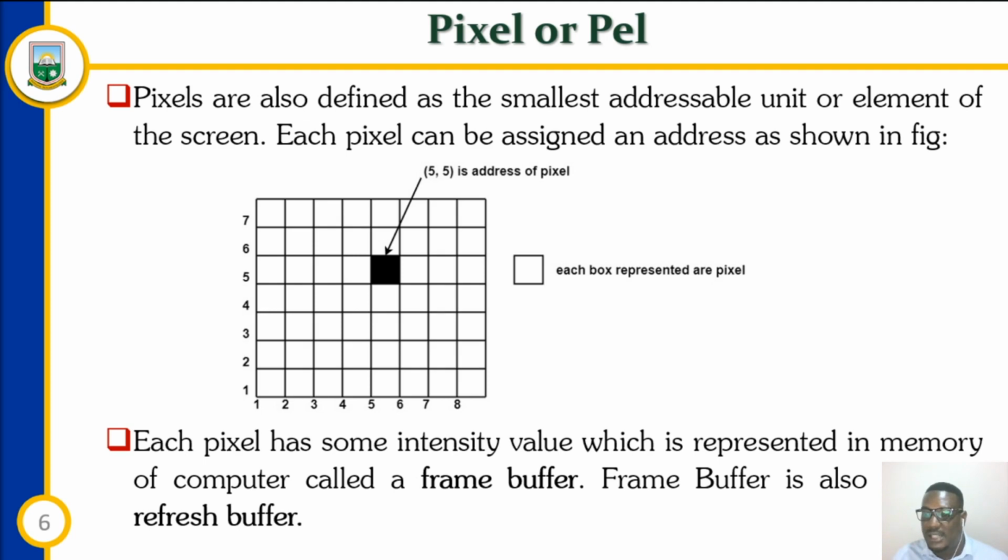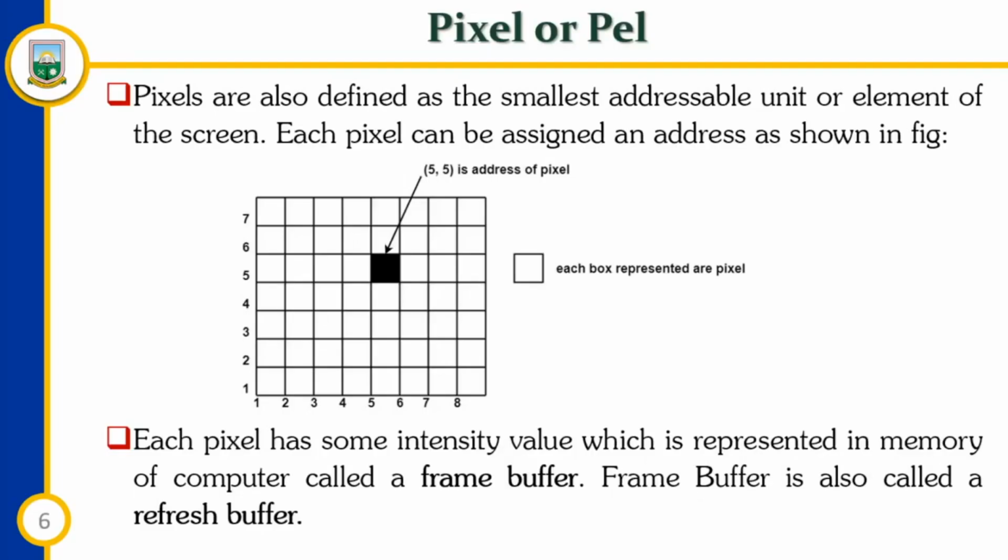Now, once each pixel has some sort of intensity value, which is represented in the memory of a computer, we term this the frame buffer. So the frame buffer is also called the refresh buffer. This memory is a storage area for storing pixel values, using which pictures are displayed. The frame buffer can also be referred to as a digital memory.